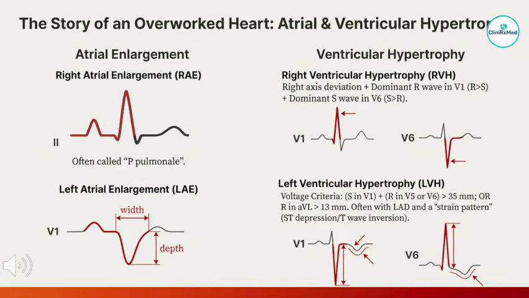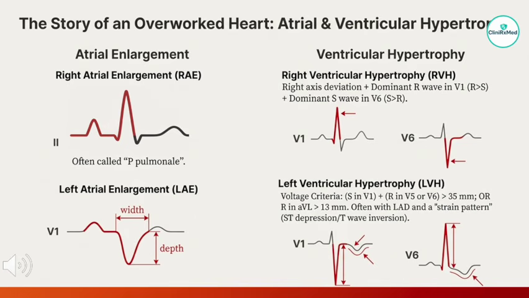The number 2 is ventricular hypertrophy, called the heavy hitters. Left ventricular hypertrophy, LVH, is calculated using the formula S in V1 plus R in V5 or V6 greater than 35 millimeters. The logic is, as the left ventricle thickens, it pulls more electrical force toward the left, tall R, and away from the right, deep S.